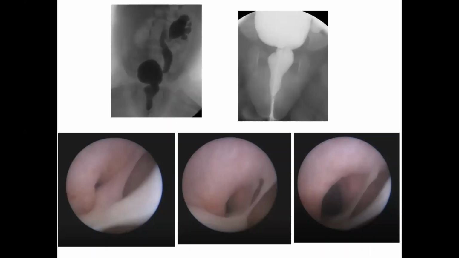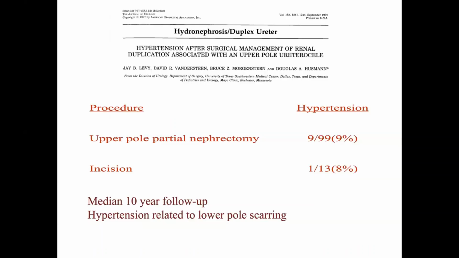Next slide. So how about hypertension in these children? So Doug Hoosman at Mayo evaluated children that had ureteroceles and duplications, and you can see here that about 9% of the patients had hypertension with long-term follow-up, and the population that had partial nephrectomy was obviously much larger than the one that had incision, but the hypertension was the same in both groups. So I think the conclusion from that would be that much of this was probably related to hypertension and not iatrogenic injury to the lower pole vasculature by doing the partial nephrectomy.